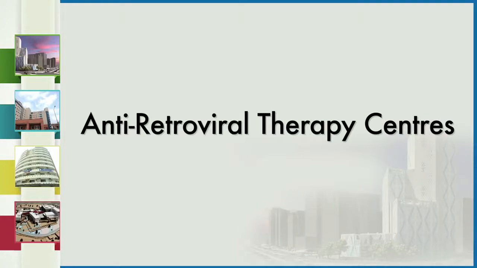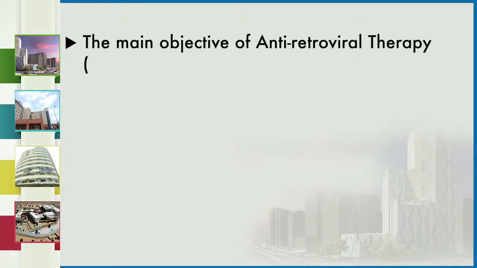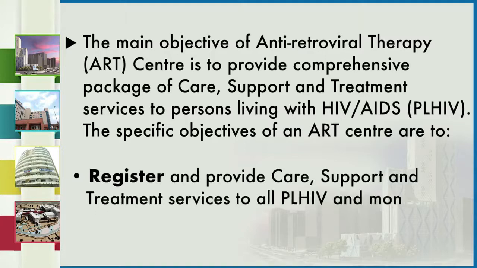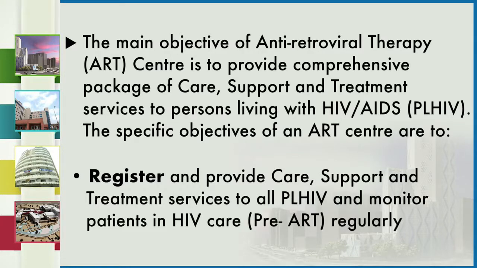First, let's look at the ART center. What is the full form of an ART center? The full form of the ART center is anti-retroviral therapy center. And what is the main objective of an ART center? Now they have a lot of functions to perform. So they have to register and provide care, support and treatment services to PL-HIV and monitor patients in HIV care. What are PL-HIV? People living with HIV infection. So all the people who have HIV have to be taken care of in an ART center.